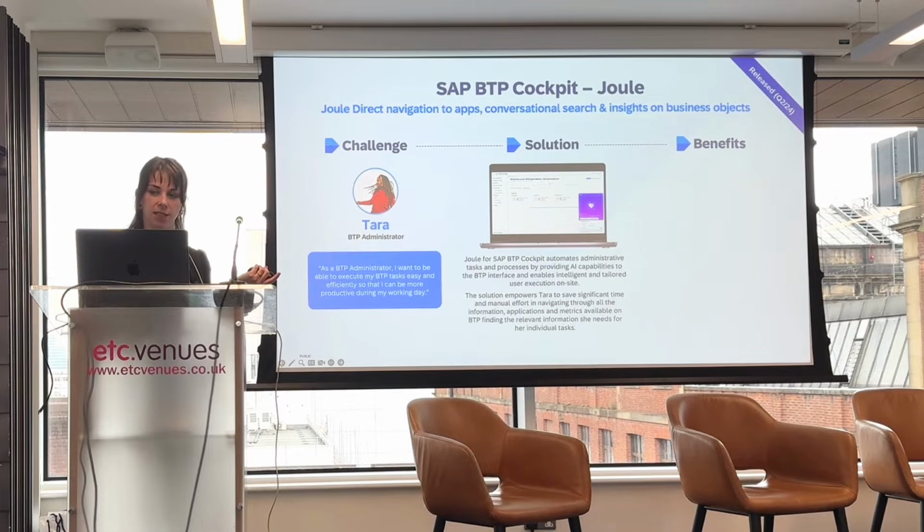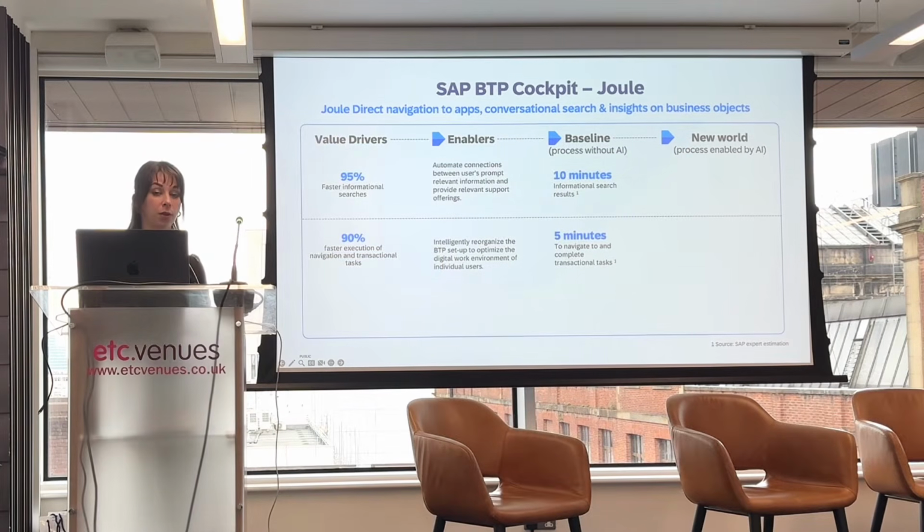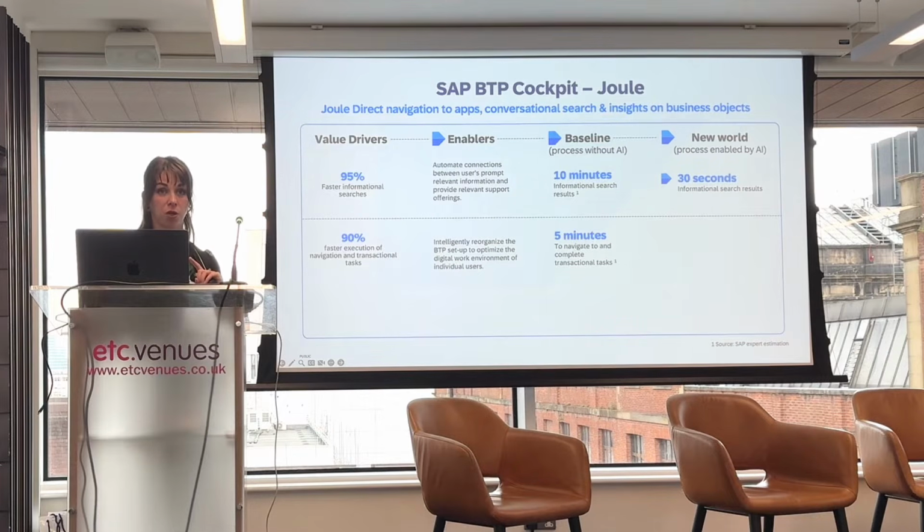Again, these are the value cases that I've shown to you before. We believe that this will help 95% faster information search, because again, you can just ask it, it will come back with some information. And we believe it will be 90% faster execution of navigation and transaction tasks, as we just have seen. Again, this is a value case. We estimate at the moment the first one, the information search, takes around 10 minutes, and executing the task to navigate and do these two different tasks around 5 minutes. Again, these are just estimations. And with AI, we believe the first one goes down to 30 seconds, and the second one as well.